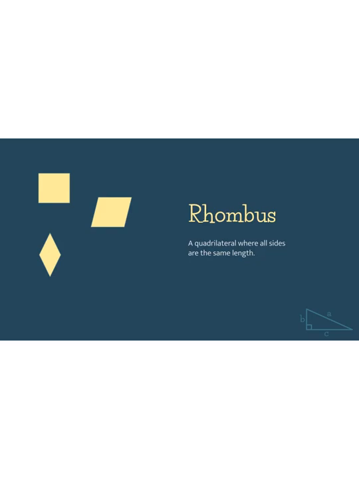All right, now we're going to be looking at rhombuses. So a rhombus is a quadrilateral, which we know is a four-sided shape, where all the sides are the same length. So for a rhombus to be a rhombus, it has to have four sides, and they have to all be the same length. Same length.